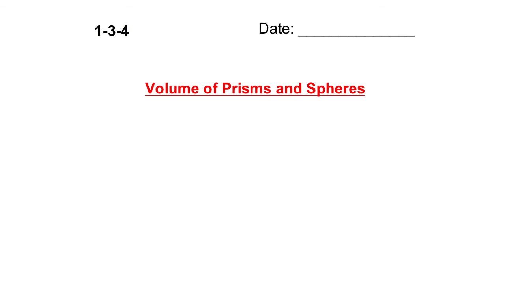So up until now, we've been looking at two-dimensional shapes. We've been calculating perimeter and area. In this lesson, we're going to start looking at volume of three-dimensional shapes. This lesson focuses on prisms and spheres.